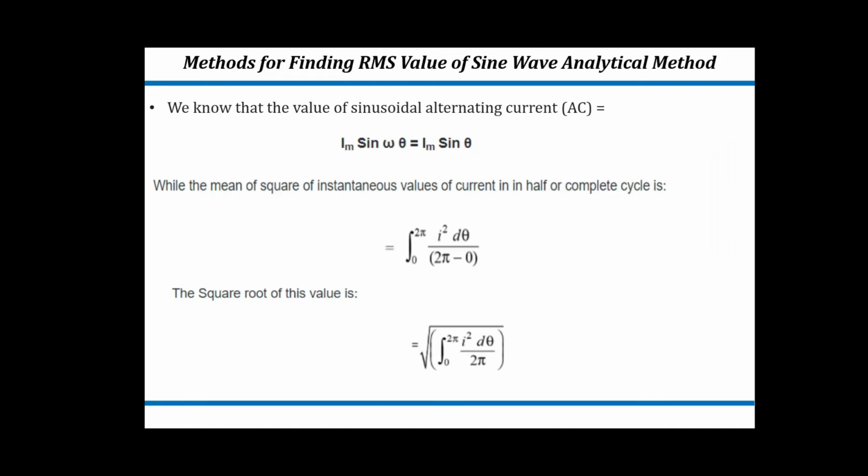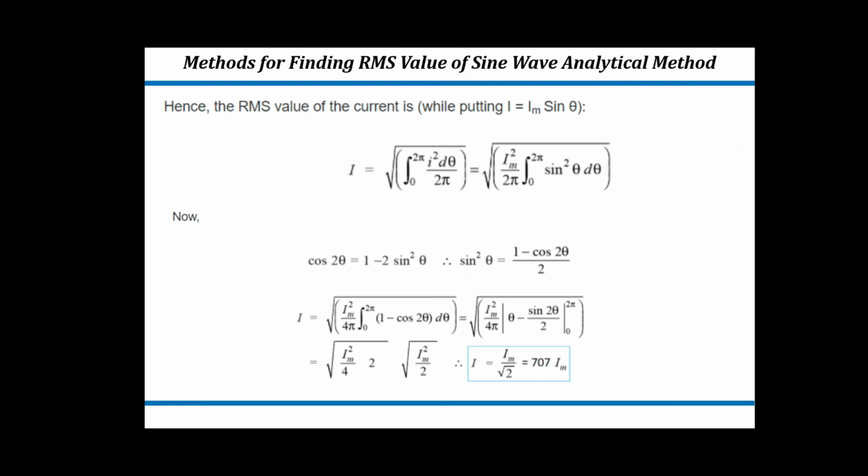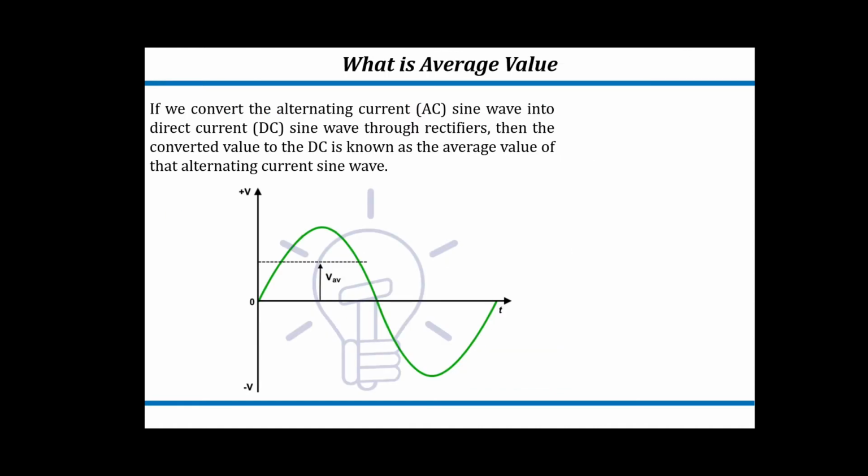Method for finding the RMS value of a sine wave: analytical method. This is the method for finding the RMS value by the analytical method. These are the formulae for the RMS voltage of different waveforms.